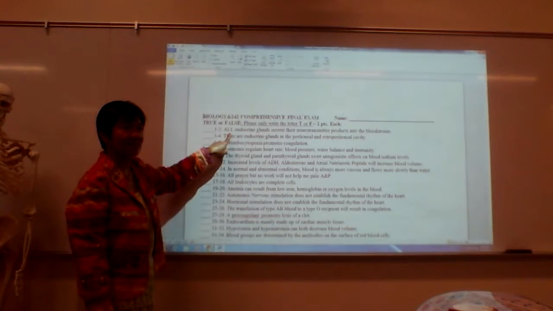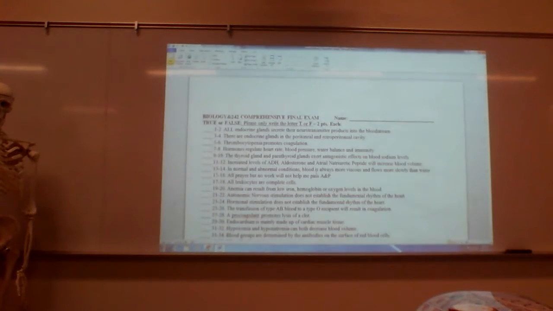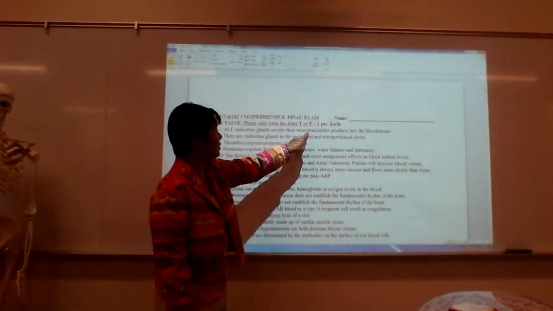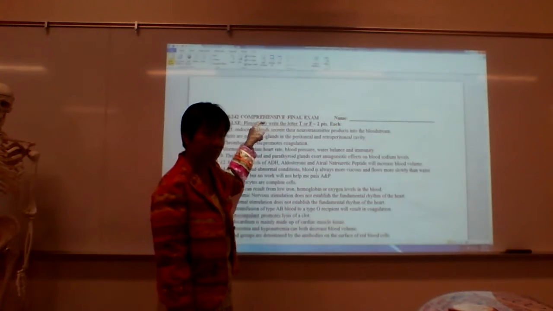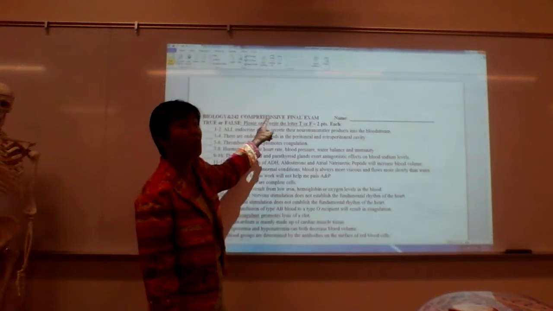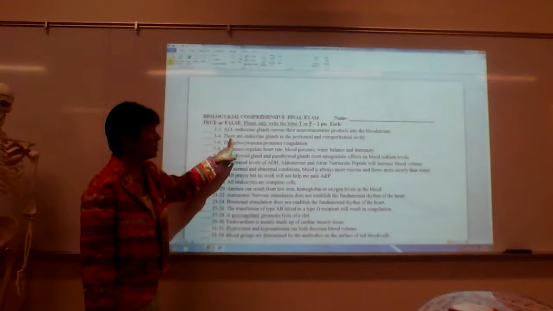False. What makes this false? Up, down. What makes that false? All endocrine. The word. Endocrine? No. It's either this one or this one, right? This is released by neurons, not endocrine glands. So it should be: all endocrine glands secrete their hormone products into the bloodstream. So this is false.